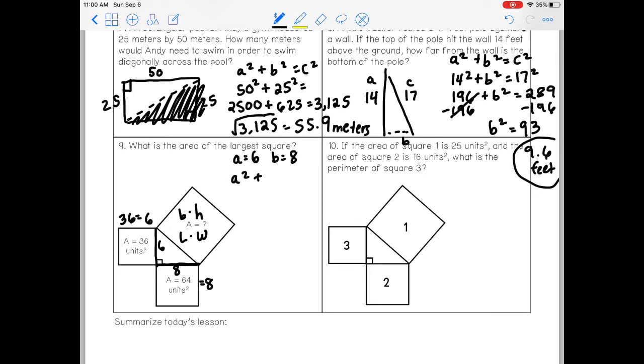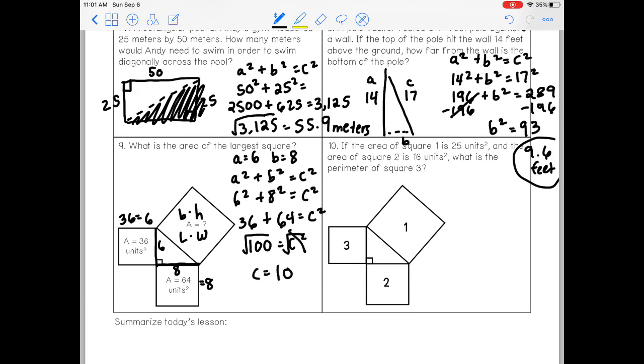We have A squared plus B squared equals C squared. We said A squared would be 6 squared plus B squared would be 8 squared equals C squared. 6 squared is 36 plus 64 equals C squared. We add 36 plus 64, we get 100. C squared, square root cancels. So C equals square root of 100, which is 10. But it says, what is the area of the largest? So if C is 10, the area would be 100.